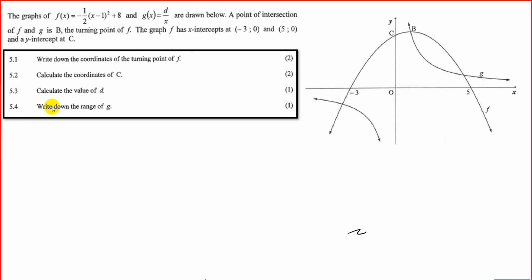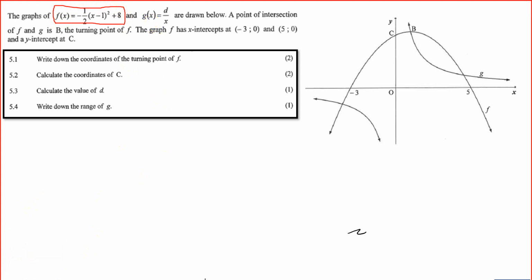So we look at the first question that we have, and the question starts off by saying the graphs of f of x is equal to minus half into x minus 1 all squared plus 8. So immediately we see that the parabola is given in square constant form. And if we have the parabola in square constant form, immediately we can pull out the turning point. So if I go to my diagram, but before I go there, let's carry on reading.